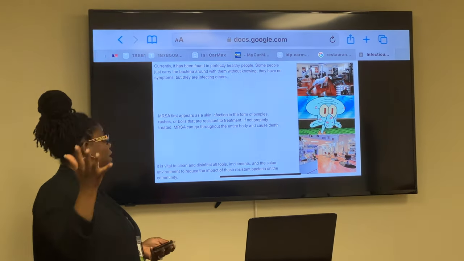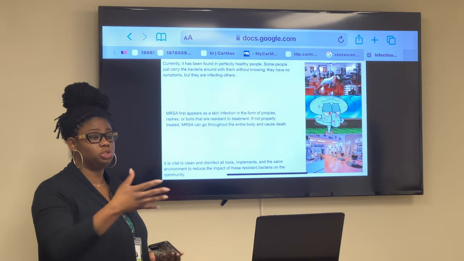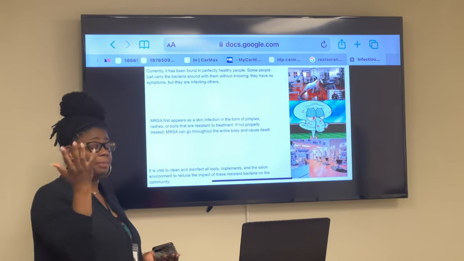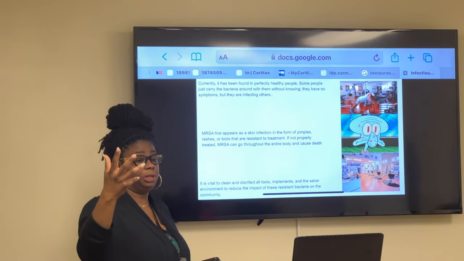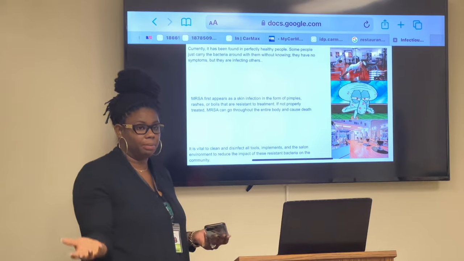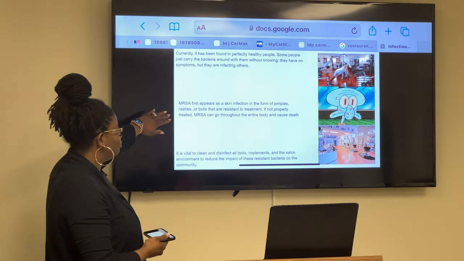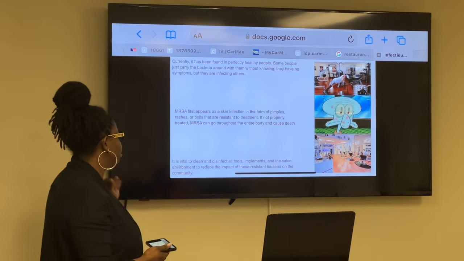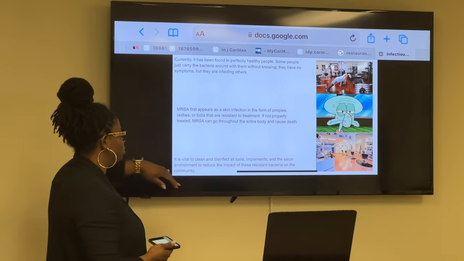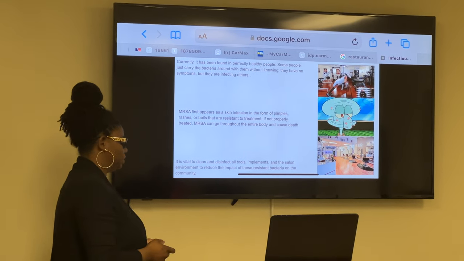So MRSA is also found in perfectly healthy people. They just carry it around and pass it on to unhealthy people. It might not show up in them, but somebody with a weakened immune system gets boils and stuff. And acne is also a form of MRSA, and that's why it's vital to clean and disinfect your tools and implements at the salon to reduce the impact of these resistant bacteria on the community.